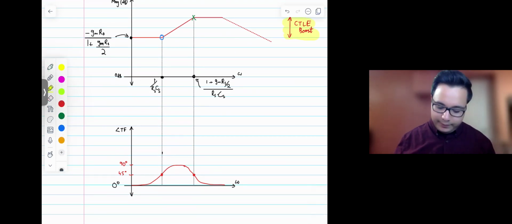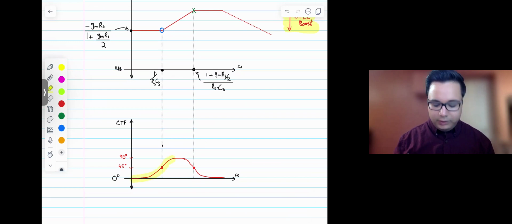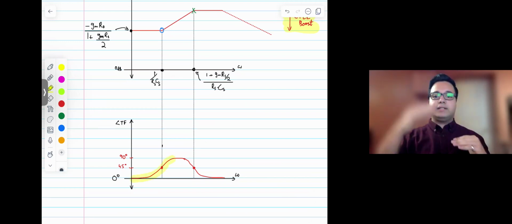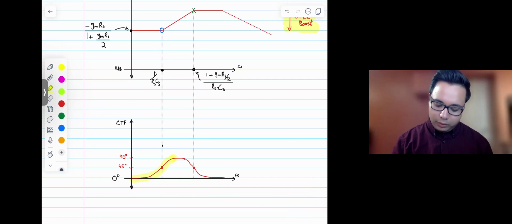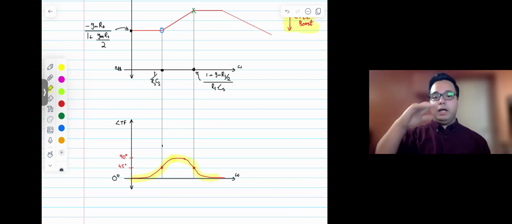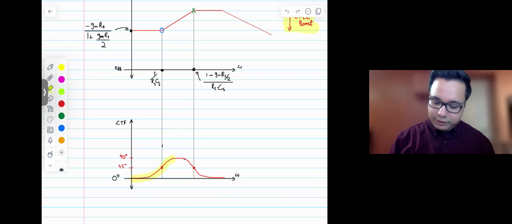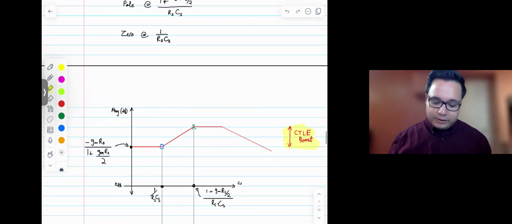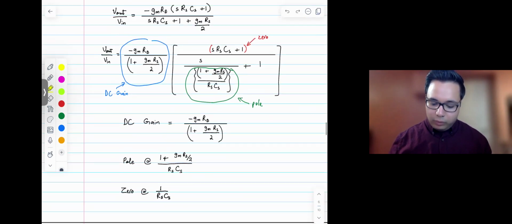And so over here you have the phase plot. Again, you hit a 0, you get some phase from 0 to 90, and then you hit a pole, and then you go back from 90 to 0, right? So that's pretty straightforward. Yeah, so that is a pretty common block for SerDes.